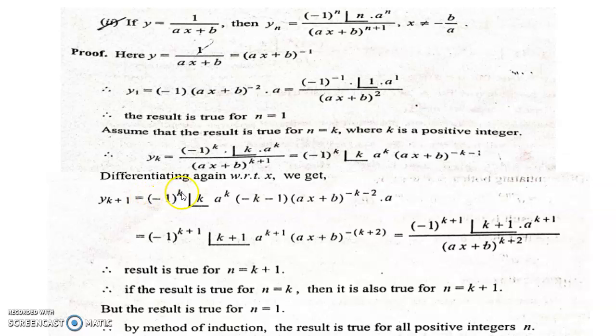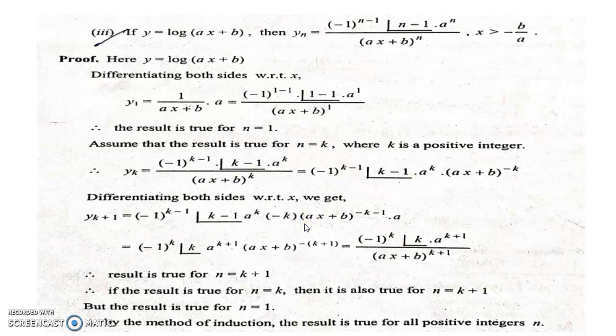So we have minus 1 to the power k. Take negative sign common from here. You get minus 1 to the power k plus 1. K factorial into k plus 1, that is k plus 1 factorial. A to the k into a, that is a to the k plus 1. Ax plus b to the power minus k plus 2. So we have minus 1 to the power k plus 1, k factorial, a to the k plus 1 upon ax plus b to the power k plus 2. So this result is true for n is equal to k plus 1. That means by mathematical induction it is true for all positive integer n.